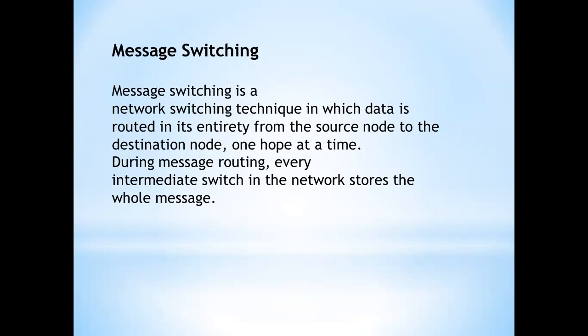The intermediate device receives the message, stores it until the next device is ready to receive it, and then forwards it to the next device. For this reason, a message switching network is sometimes called a store and forward network. Message switching can be programmed with information about the most effective route, as well as information regarding the neighboring switches that can be used to forward the message to its ultimate destination.